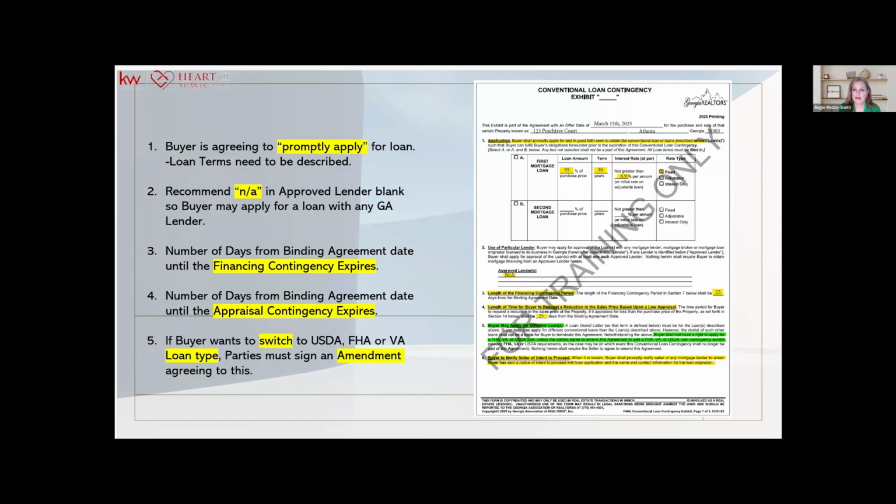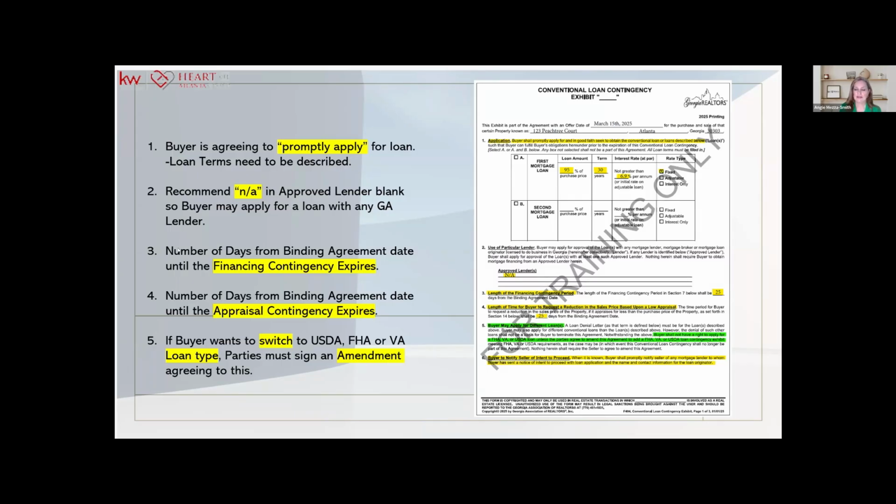In paragraph 1, I just want to be clear, we are describing the loan amount, the term, and approximately the quoted interest rate that the lender has given the buyer.